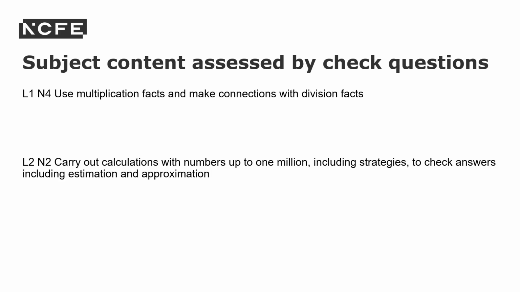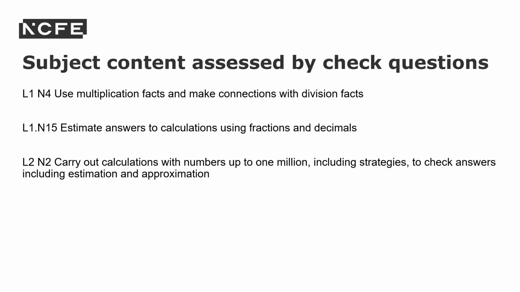Now, in level 2, although reverse calculation is not explicitly stated in the subject content statement, it's not explicitly stated in the level 1 content statement either. It just says make connections. But at level 2, it's implied when it says including strategies. That means any strategies for carrying out calculations and any strategies to check answers, including estimation and approximation, but you can also assume that it also means reverse calculations there too, since that is a strategy. It doesn't need to be explicitly stated in order for it to also count.